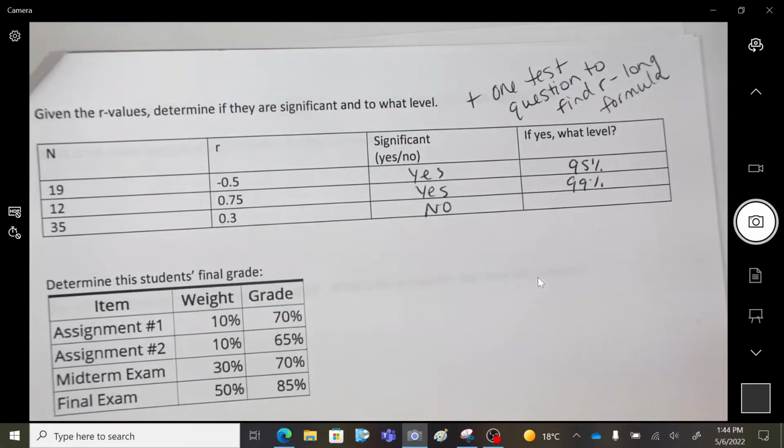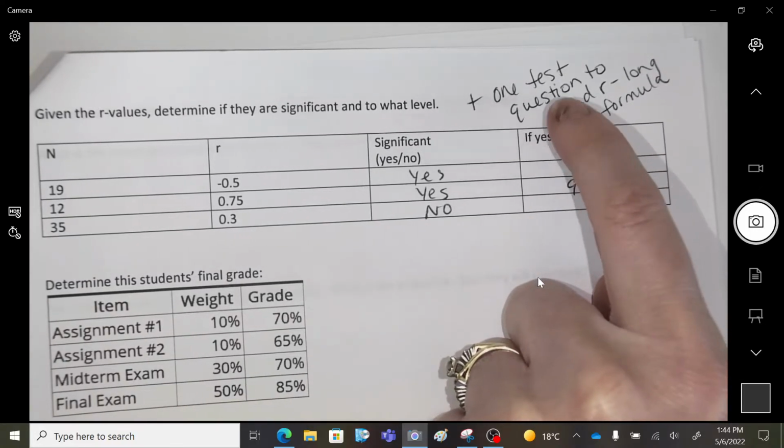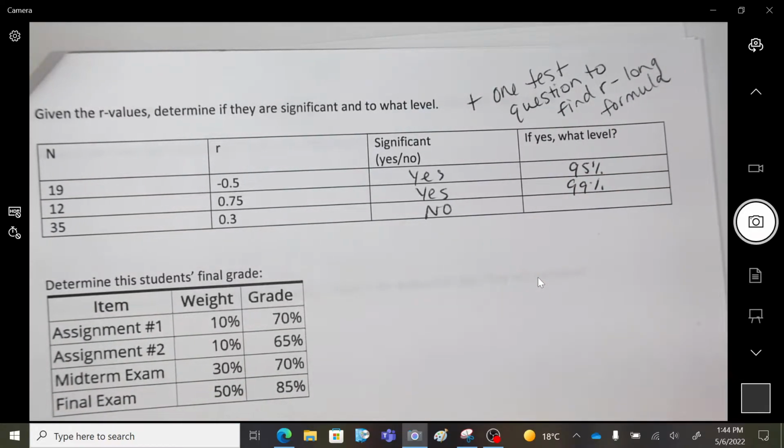I didn't do an example on this review, but you will have to make sure on the test that you've practiced finding R once. We're not going to do it, so somewhere along the line, make sure you've done that formula to get the R.